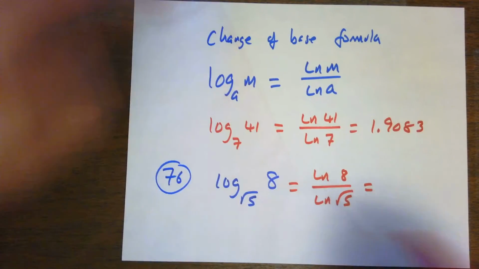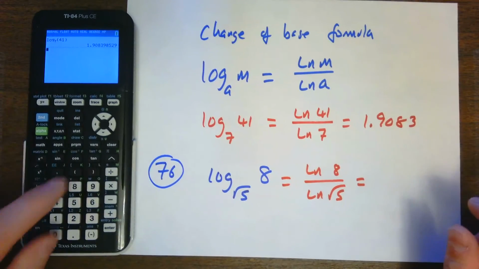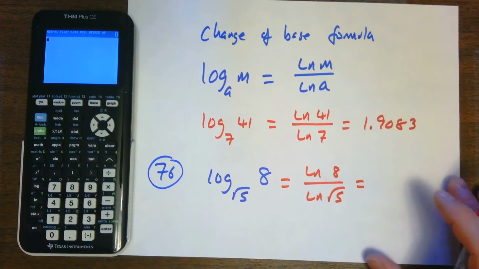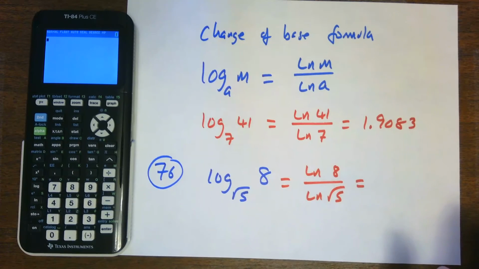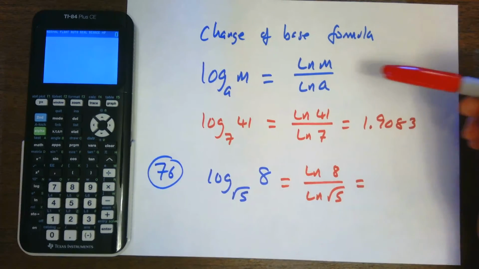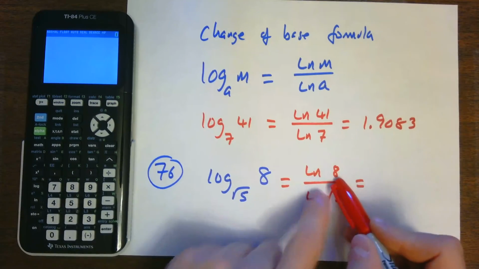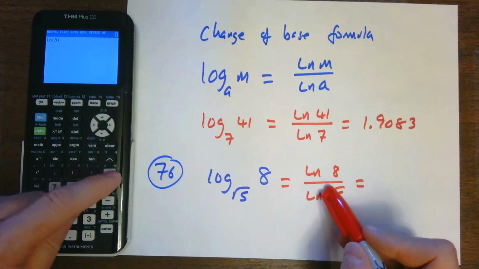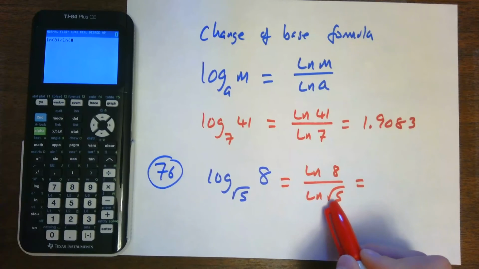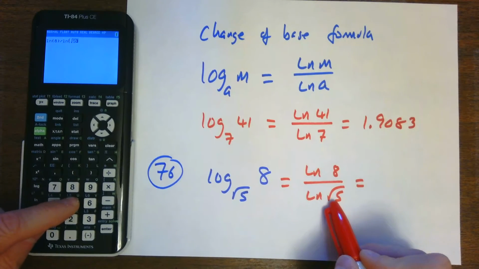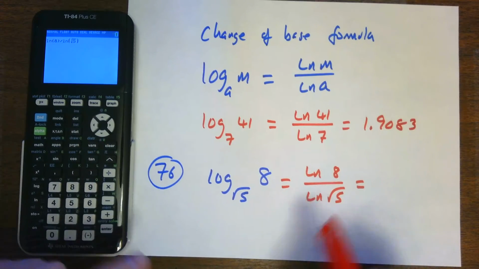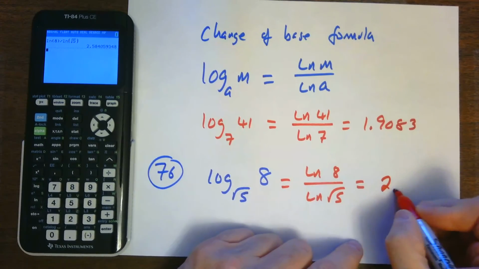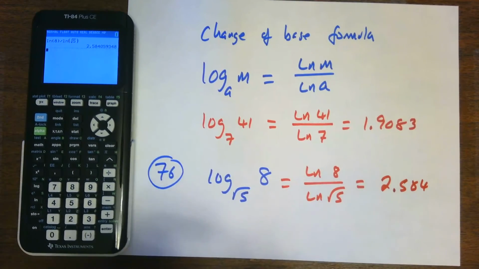Now, I could use the shortcut on my calculator if I wanted to. Casio users, the newer Casios also have this shortcut. But again, I don't need the shortcut if I could do it like this. So natural log of 8 divided by the natural log of the square root of 5. So second square root of 5, close parentheses, equals, and I get 2.584.